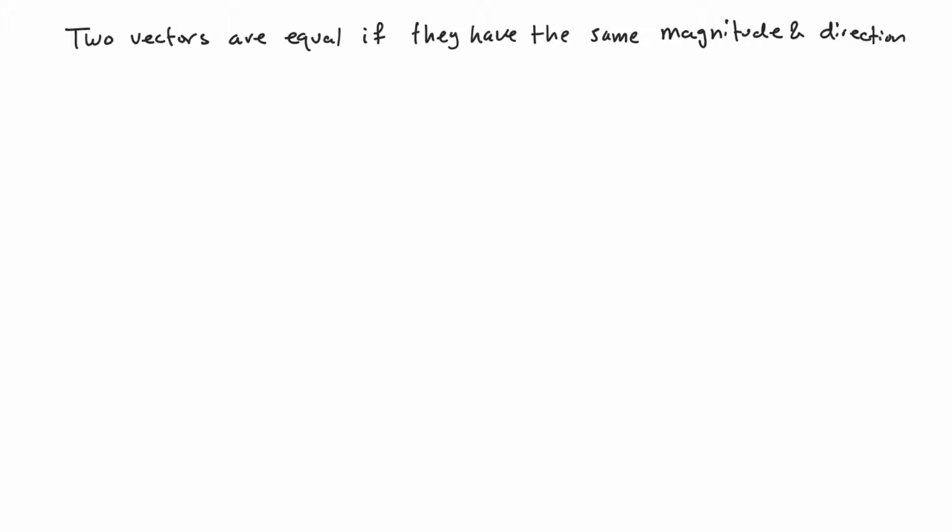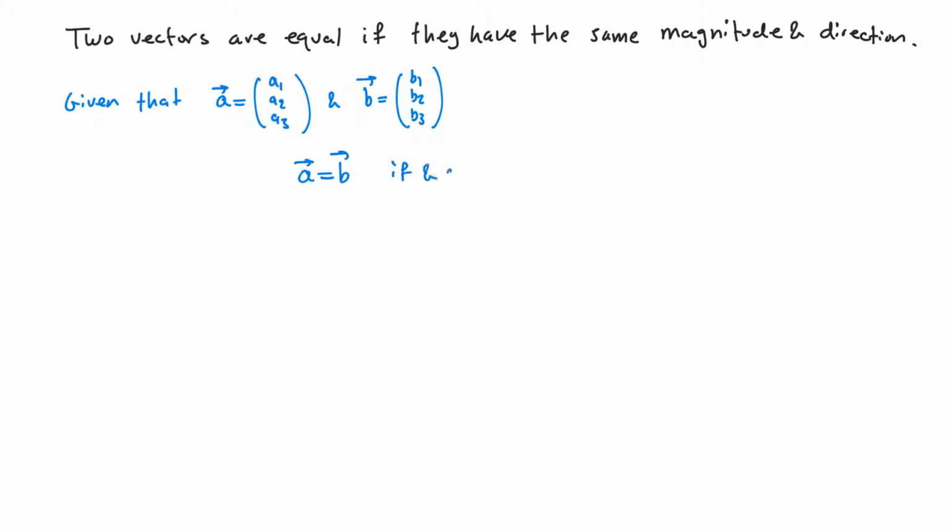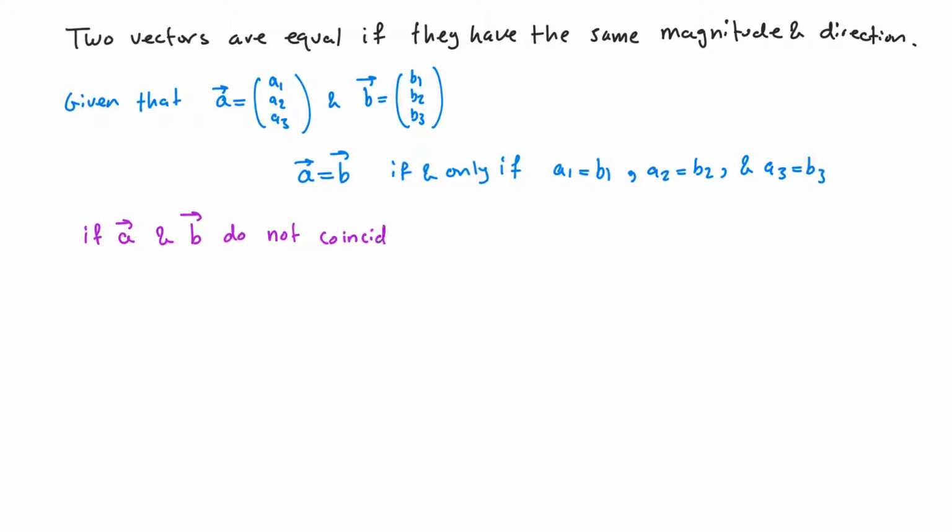Now, very similar to two-dimensional vectors, in three dimensions, two vectors are equal if they have the same magnitude and the same direction. So, given two vectors, vector A and vector B, vector A having x component of A1, y component of A2, and z component of A3, and B having x component of B1, y component of B2, and z component of B3, vector A will equal vector B if and only if A1 is equal to B1, A2 is equal to B2, and A3 is equal to B3, meaning that the x component, the y component, and the z component of the two vectors are exactly the same.